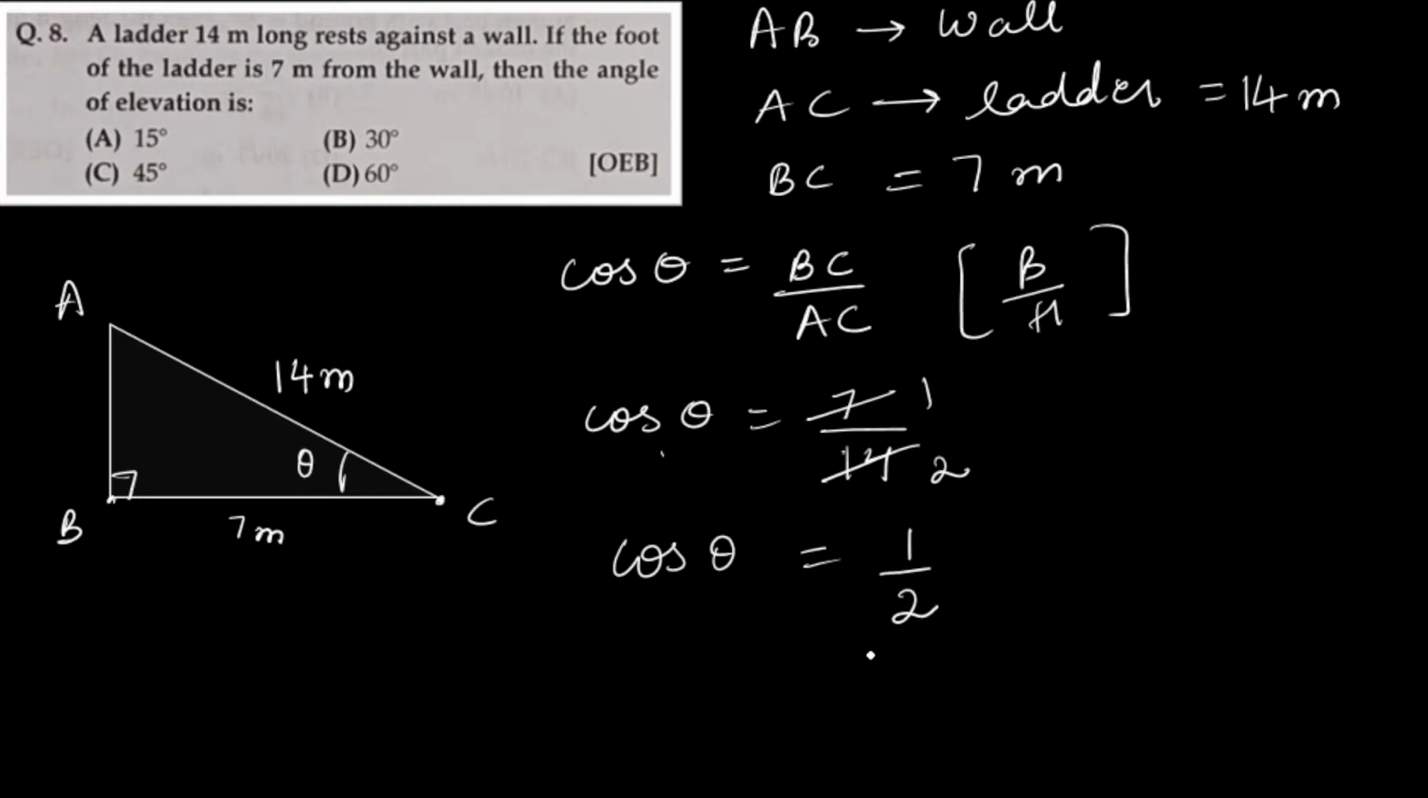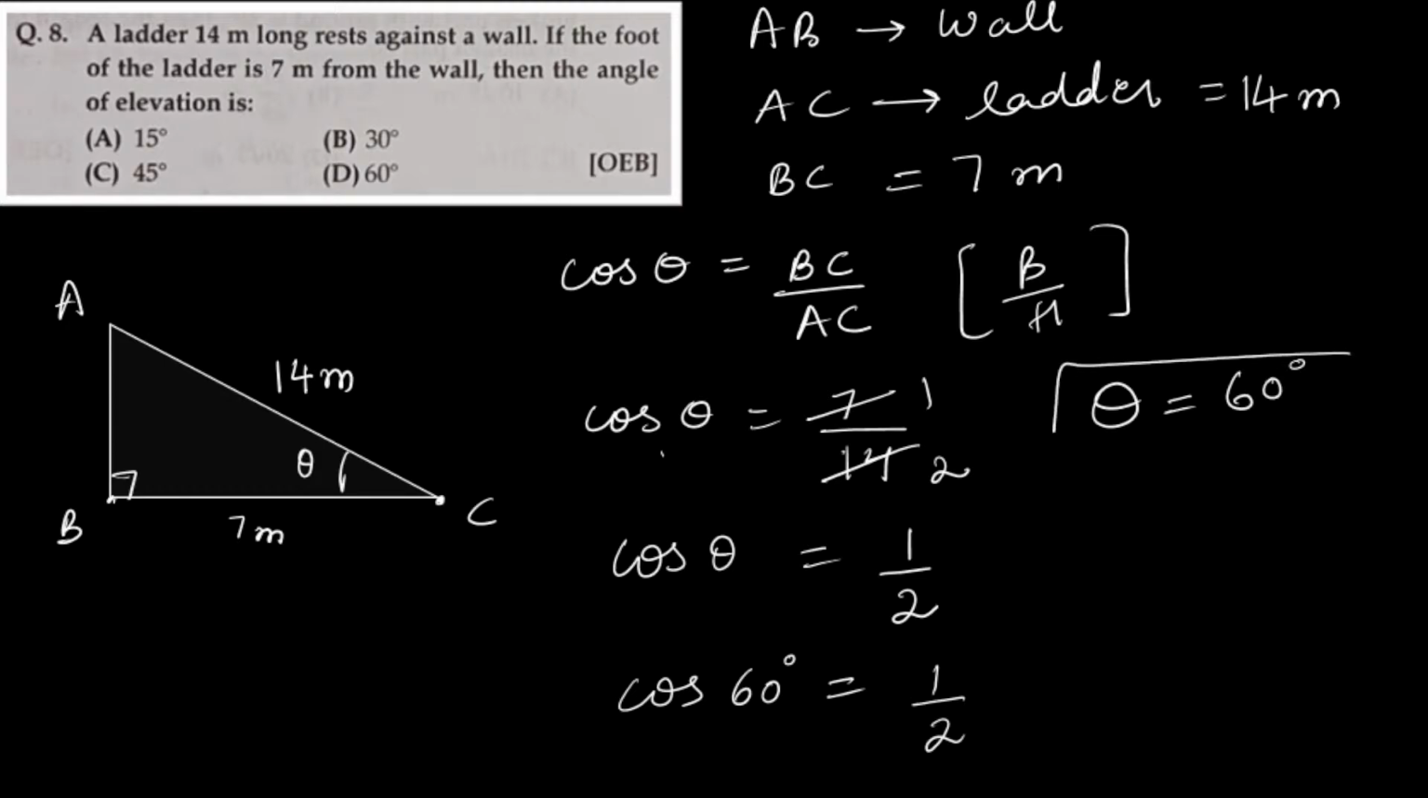At which angle is the cos value 1 by 2? From the standard angles, we know cos 60 degree is equal to 1 by 2. So theta is equal to 60 degree. Don't think theta is 1 by 2. Theta is 60 degree because at 60 degree the value of cos is 1 by 2. So option D.